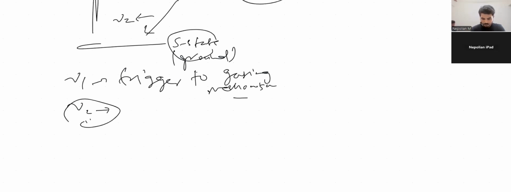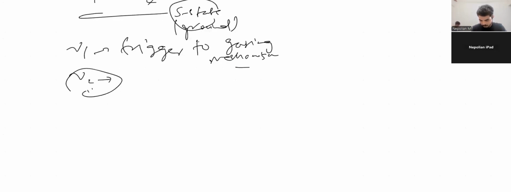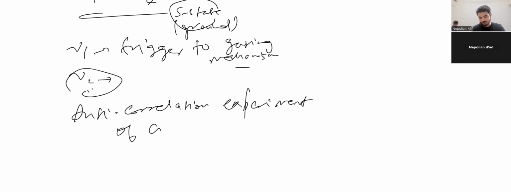But quantum mechanically, what they observed was something different. They observed only one detector firing at a single time. There was no coincidence between the photons. And this famous experiment was also called the anti-correlation experiment of Grangier, because there was no correlation between the photons.